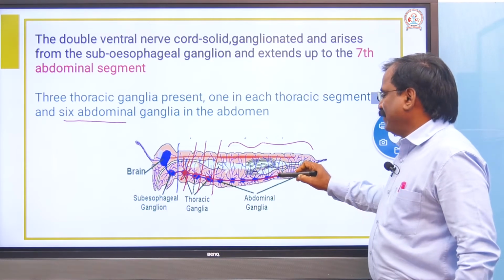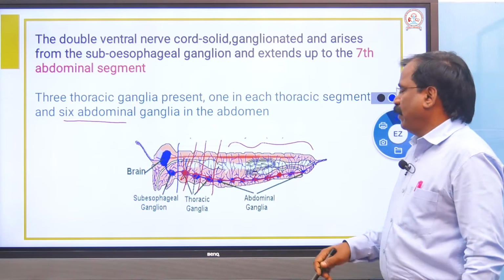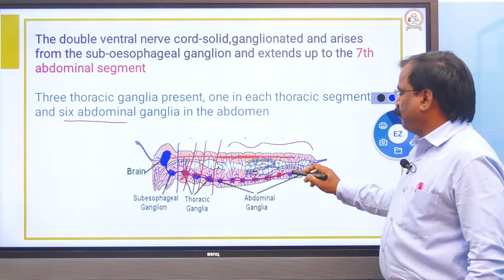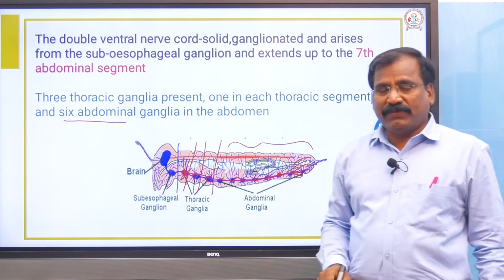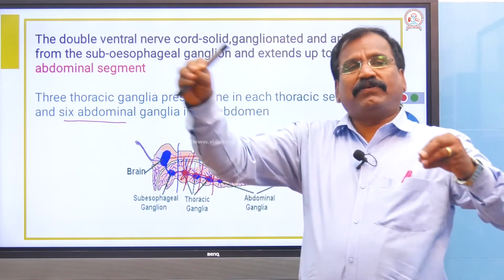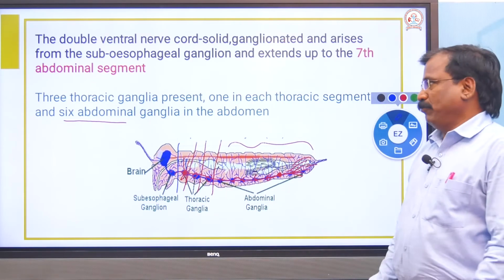Six abdominal ganglions are located there. There are six abdominal ganglia that run up to the seventh segment. From the seventh, the nerve arises that controls the rest of the abdominal segments.